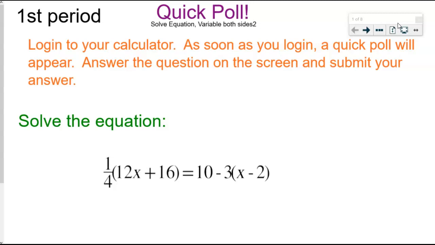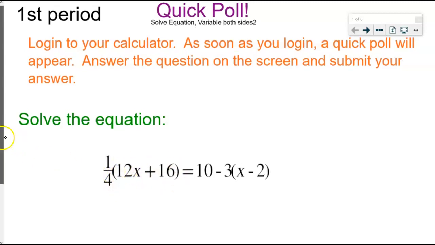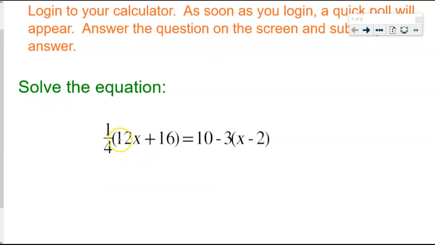This warm-up was also in the last video. We have 1/4 of a group. In other words, I'm taking everything inside of that group and I am multiplying it by 1/4. So 1/4 of 12x is going to be 3x. And 1/4 of 16, or 1/4 times 16, is 4. This is equal to and balanced with.